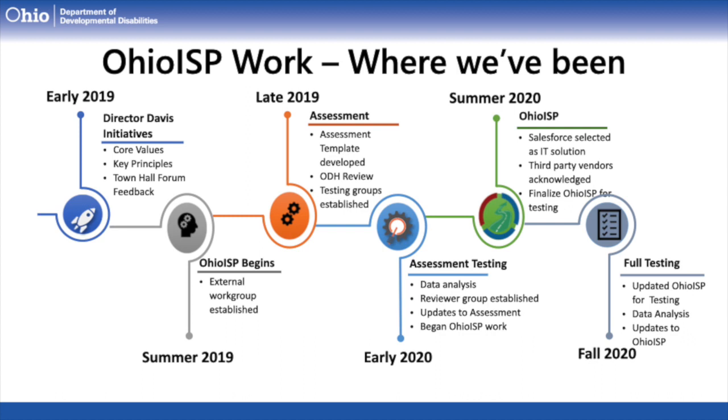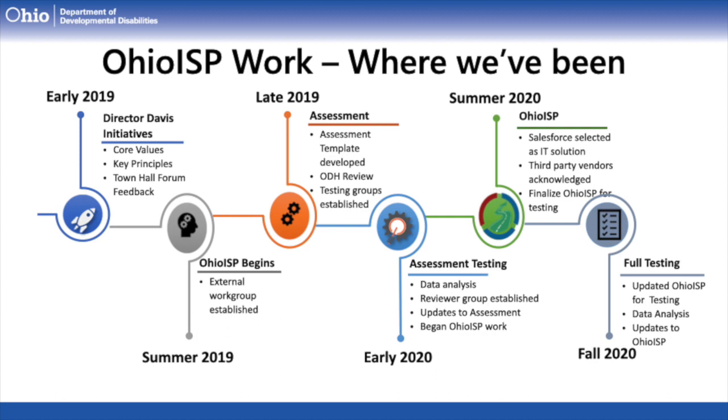Where we've been. This illustrates the Ohio ISP work we've done from the beginning. In early 2019, former Director Davis announced his initiatives, including the core values and key principles. Also at this time, the town hall forums were held to gather feedback. In summer 2019, the external work group was established and the Ohio ISP work began.